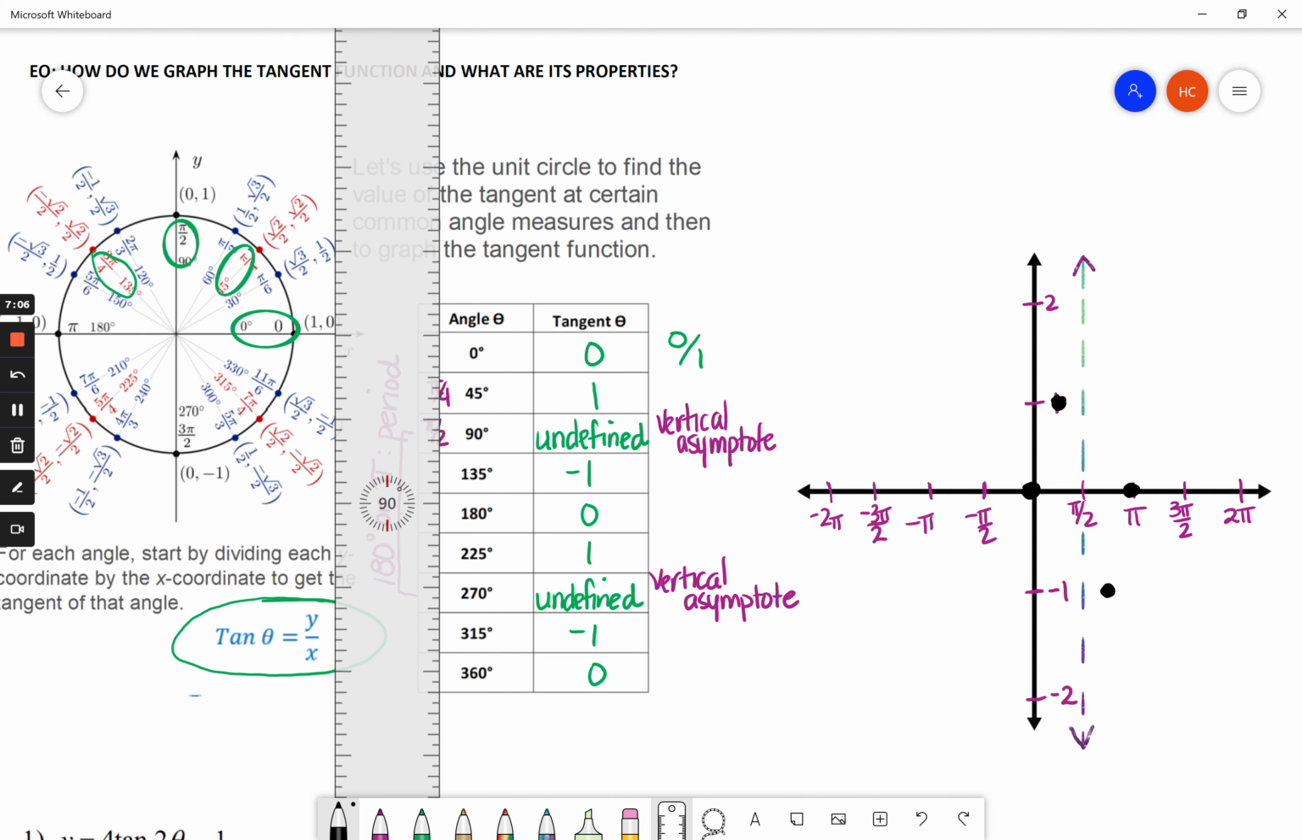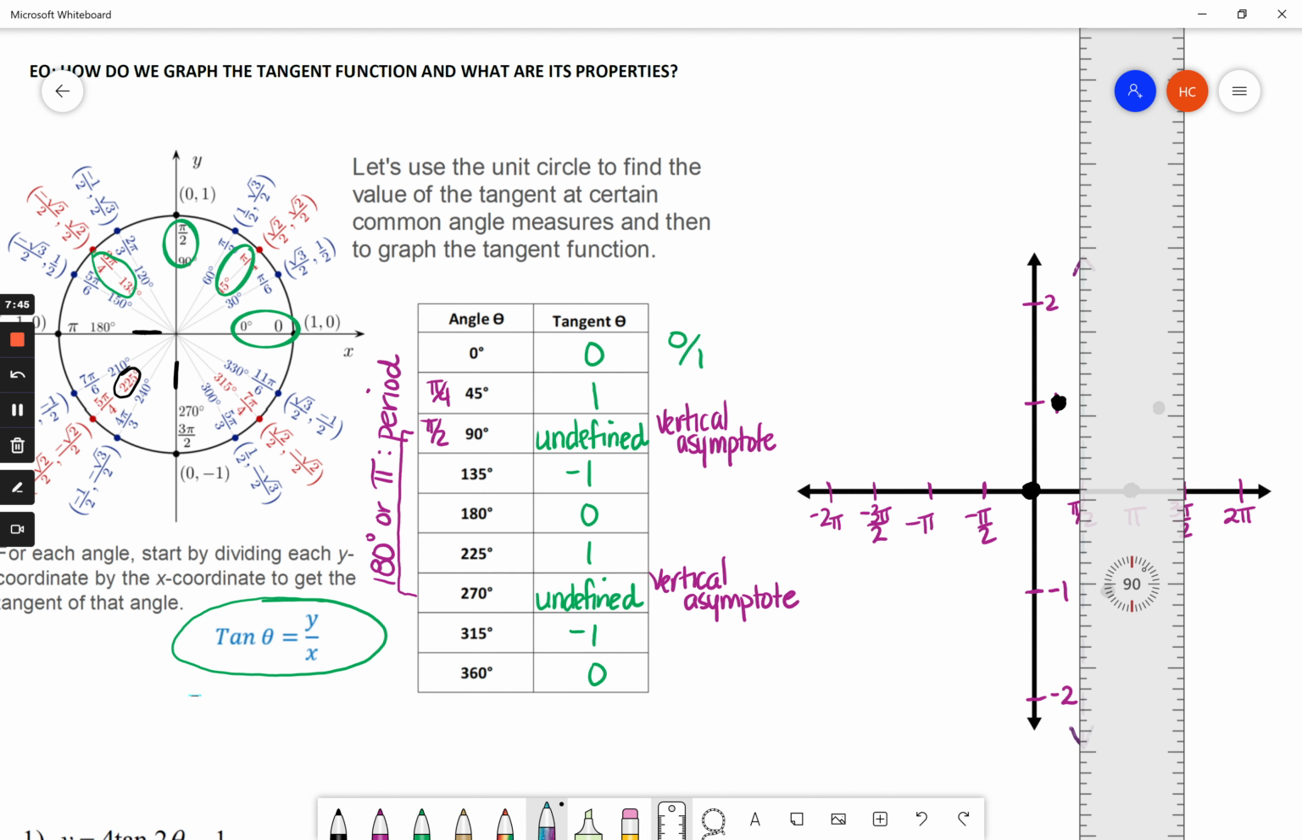And then at 225, we're at 1. Well, 225, look at your unit circle. It's in between 180, so here's 225, and it's halfway between 180 and 270. So 180 and 270 halfway is around right here, and we're going to go up to +1. Whoops, that dot's a little bit overwhelming. Here's at +1. And then again at 3 pi over 2, which is 270, we have another vertical asymptote.